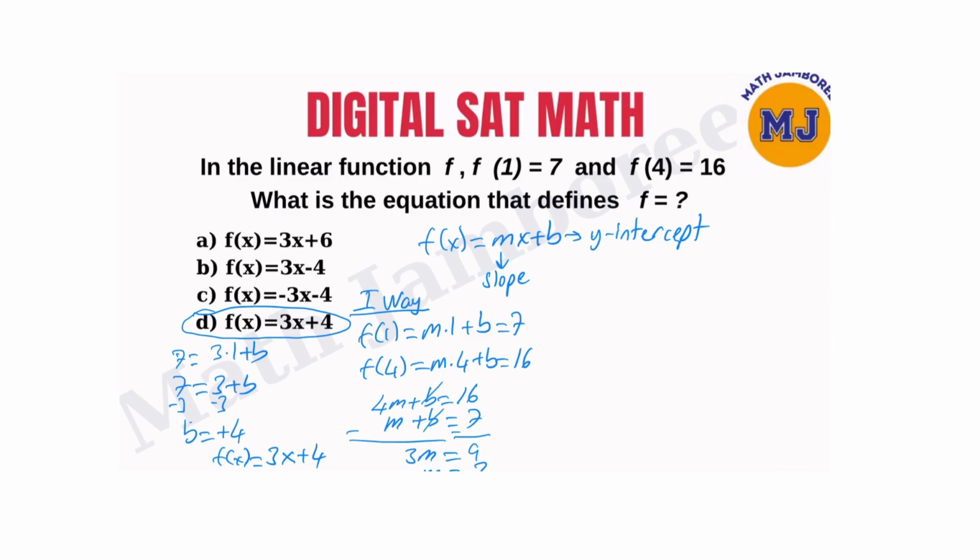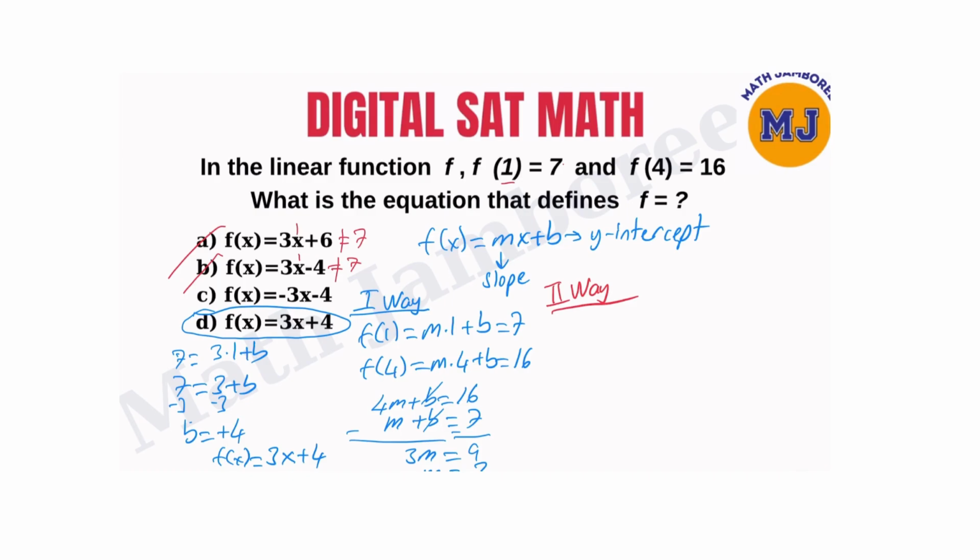I would like to show you the shortcut, the second way. For the second way, you just substitute the values into the choices. For instance, f of 1. Wherever you see x in the equation, you just put 1. For f of 1, 3 times 1 plus 6, does it give you 7? This does not equal 7 because it equals 9. So you can go ahead and eliminate choice A. And let's check B. 3 times 1 minus 4, does it equal 7? 3 minus 4 is not equal to 7, it's negative 1.